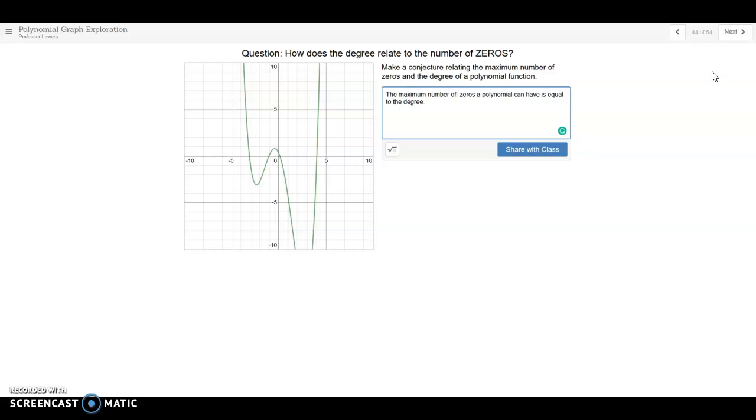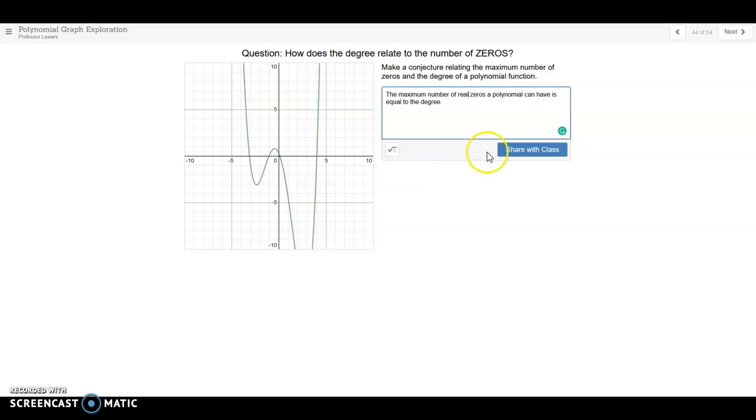I'm going to add in the maximum number of real zeros, because later we're going to learn that you could have non-real zeros that do not cross at the x-axis. But when it crosses the x-axis, that's how we count the real zeros. And the maximum number of real zeros any polynomial can have is equal to the degree of that polynomial. So this green one looks like it's probably a fourth degree, 1, 2, 3, fourth degree polynomial. It's got 4 real zeros. We could slide it around so it only has 2 real zeros, but we could not get 5 if it's a fourth degree polynomial.